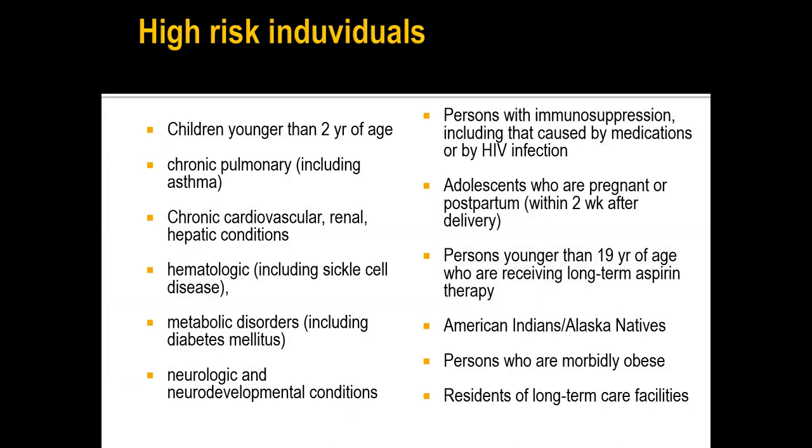So the high-risk individuals who can get a morbid condition with influenza infection include, again here also, children less than 2 years of age, chronic pulmonary conditions including asthma, chronic cardiovascular condition except hypertension, renal and hepatic conditions, hematologic diseases including sickle cell disease, metabolic disorder including diabetes mellitus, presence of pre-existing neurological abnormalities, children with immunosuppression caused by medications or by HIV, adolescents who are pregnant or postpartum, persons younger than 19 years of age who are receiving long-term aspirin therapy, Native American Indians or Alaskan Natives, and persons who are morbidly obese and residents of long-term care facilities.